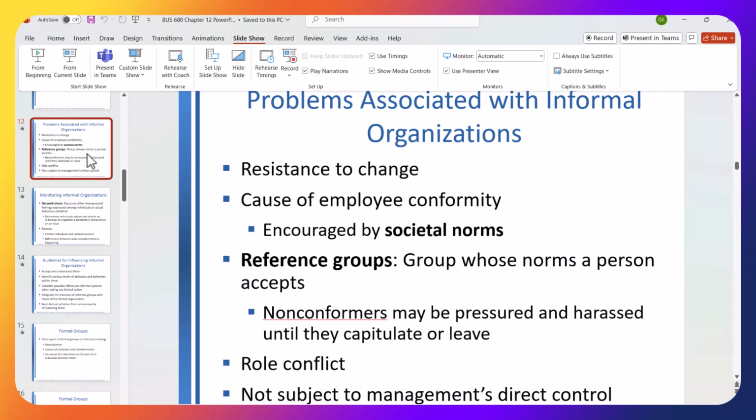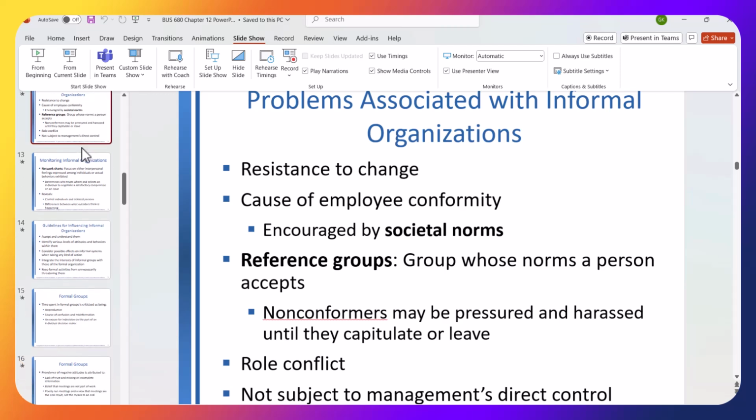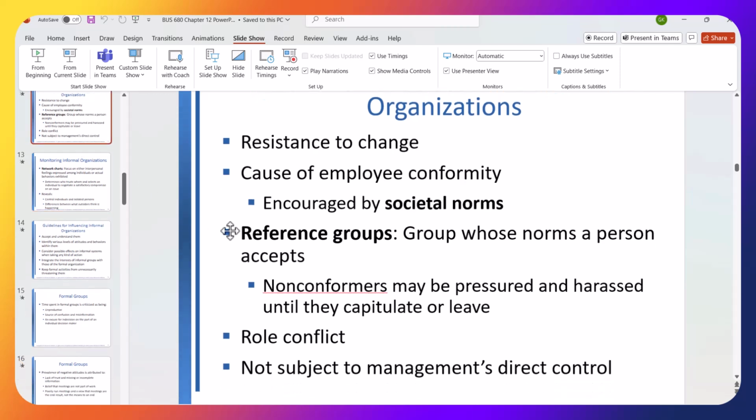Role conflict, and not being subject to the manager's direct control. So when you see this, you see how they can go bad. Realistically, whether they go good or bad depends on people. Do they have good intentions? But they're still going to have some of these things. Imagine you have a group of people who want to do something and one person doesn't, and they put pressure on him or her to do something.